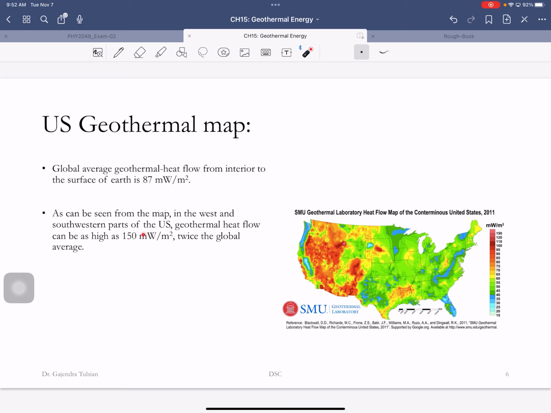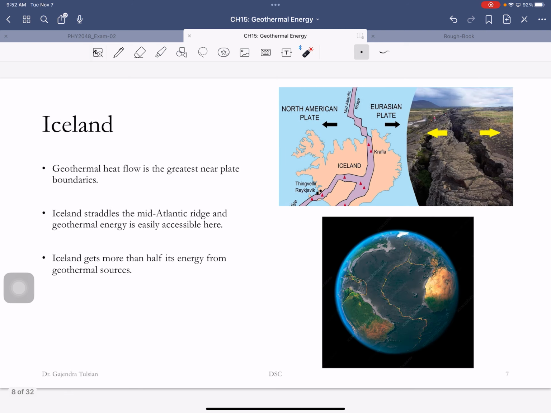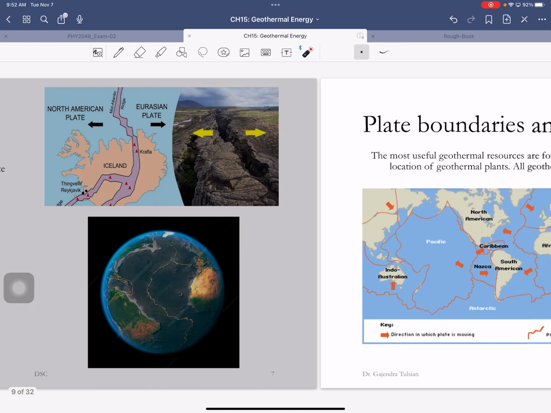So heat flow can be as high as 150 milliwatts per meter squared, twice the global average. Iceland straddles the mid-Atlantic ridge. There is the mid-Atlantic ridge, and Iceland is somewhere there. Because it straddles the mid-Atlantic ridge, the crust is very thin here and a lot more heat rises up. And so Iceland gets more than half its energy from geothermal sources. So geothermal heat flow is the greatest near plate boundaries, and that's where you harness it.